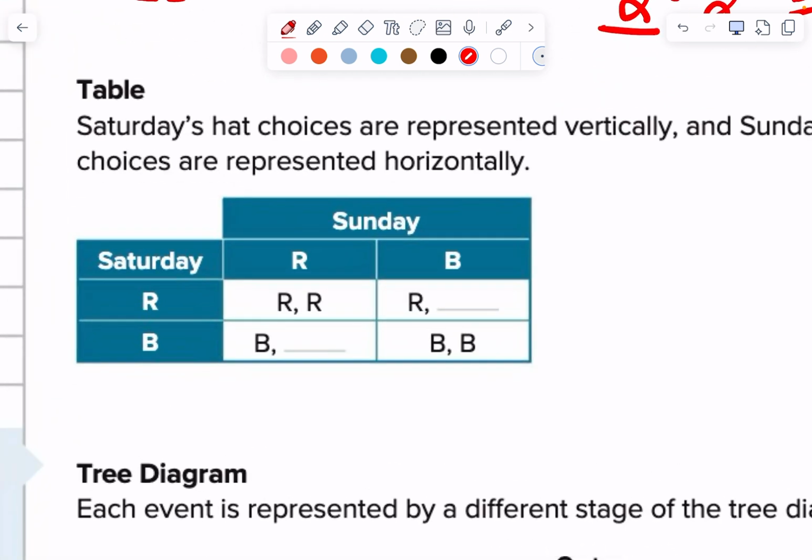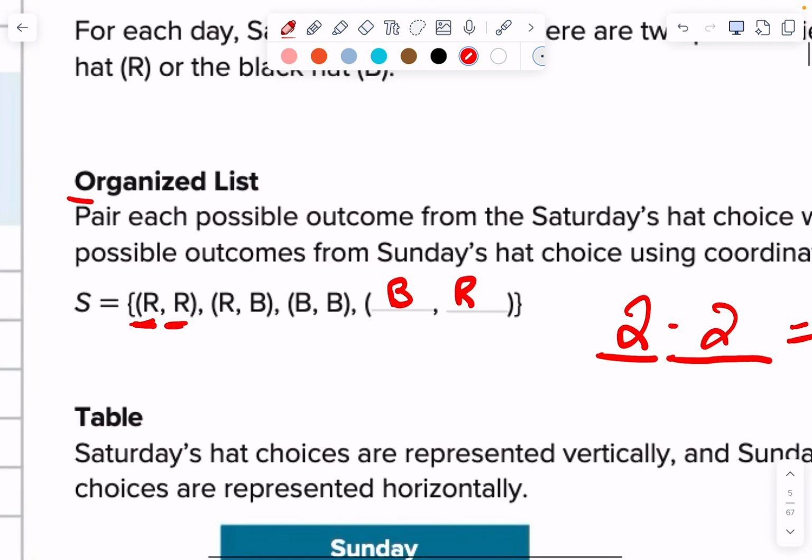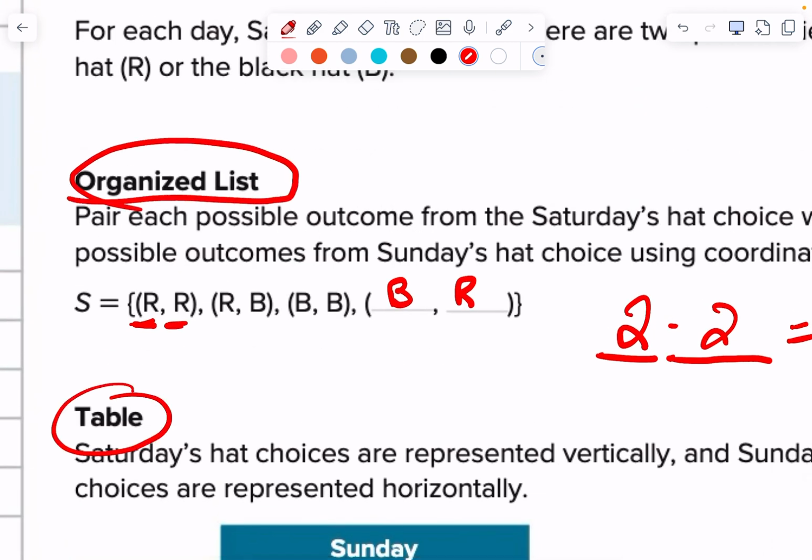Now they have it listed as a table. So I have a red and a black for Sunday. I have a red and a black for Saturday. And if I match them up, red and red cross at red, red. Red and black cross at red, black. This one would be black, red, and the other one's black, black. Got it? That is doing the same thing, but instead of making an organized list, which is what this is called, this is a table.